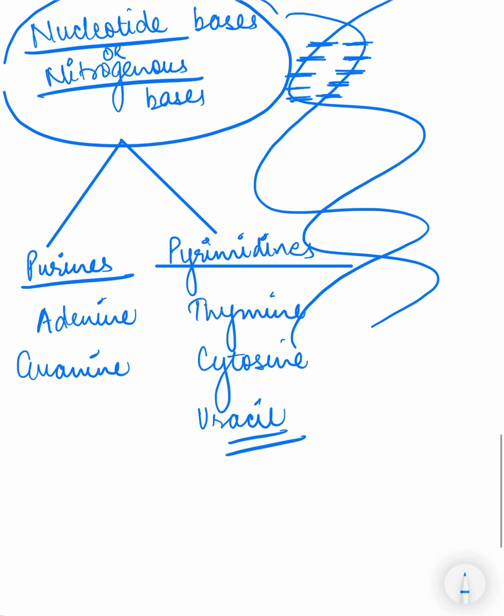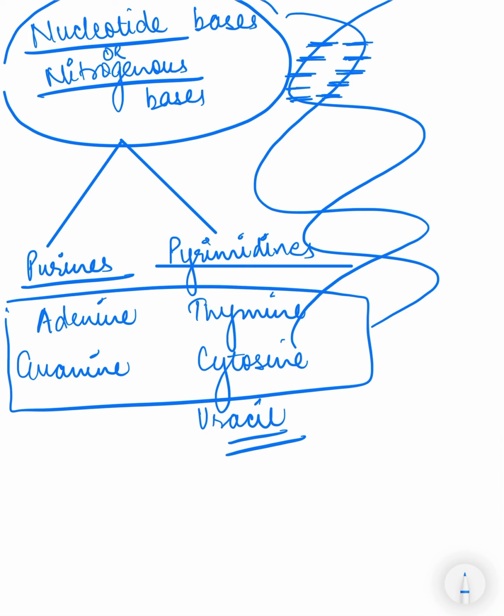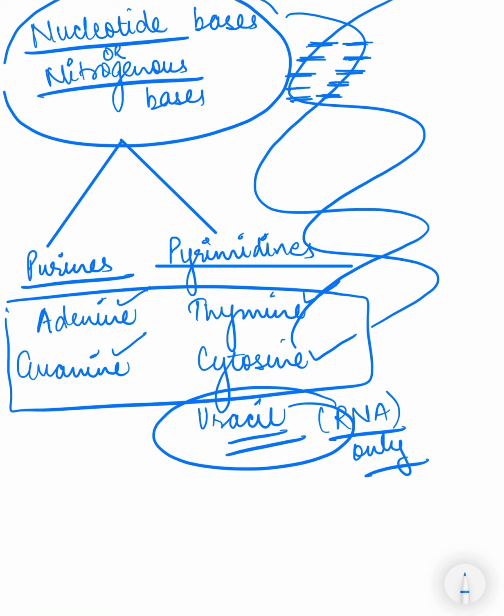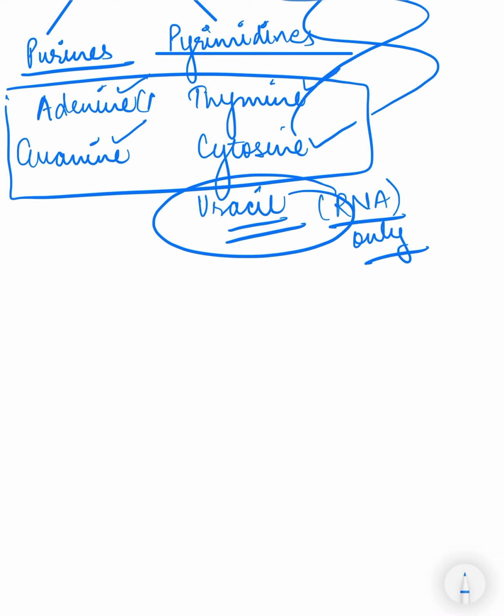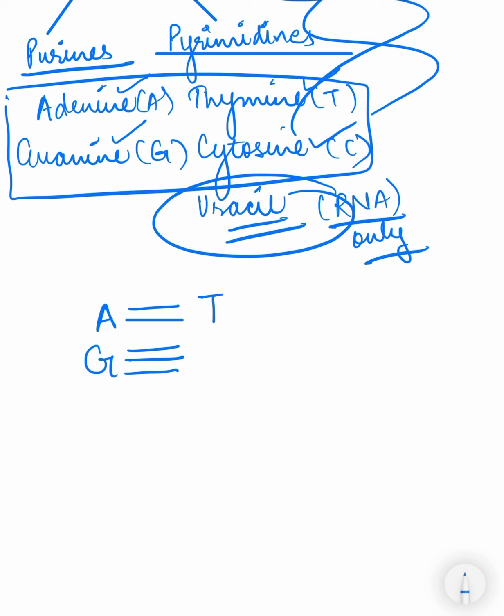But now look at this. DNA has only four kinds of bases: adenine, guanine, thymine and cytosine. Uracil is present in RNA only. It is not present in the DNA. Now let's talk about these four bases. We'll call them A, T, G and C in short form. Adenine will make double hydrogen bonds with thymine and guanine will make triple hydrogen bonds with cytosine.